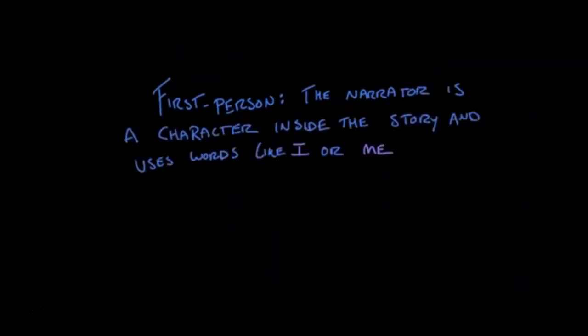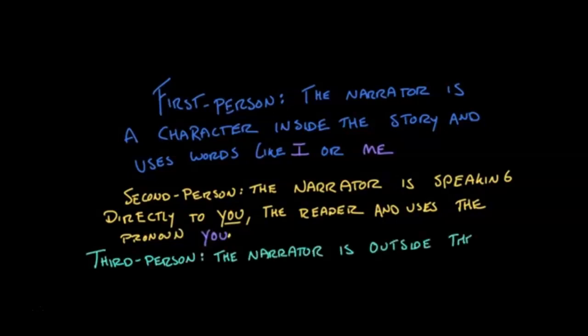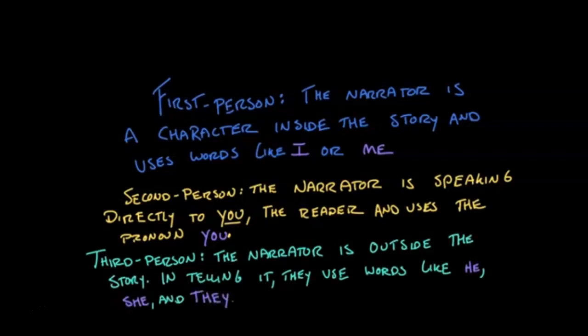First person, the narrator is a character inside the story and uses words like I or me. Second person, the narrator is speaking directly to you, the reader, and uses the pronoun you. This is rare, and it sounds like it's giving directions. And third person, the narrator is outside the story. In telling it, they use words like he, she, and they.